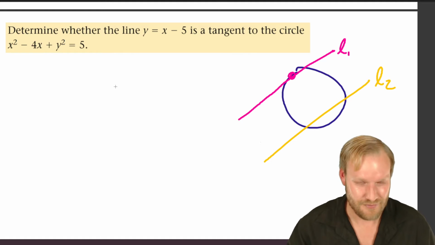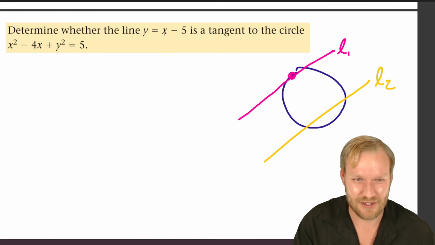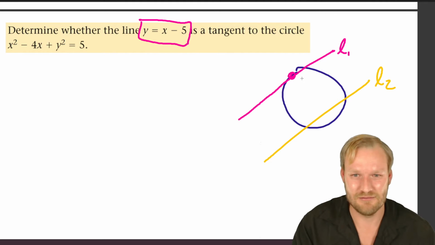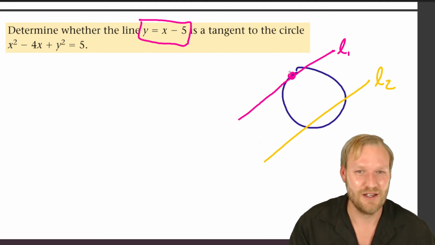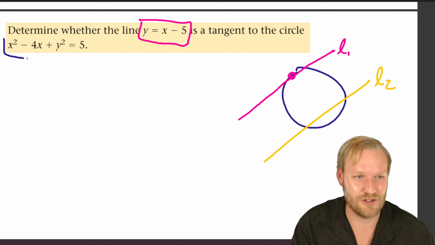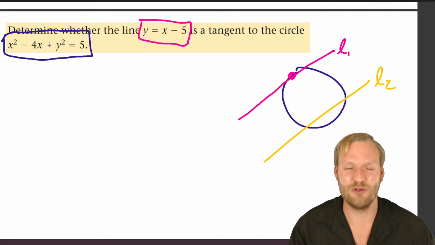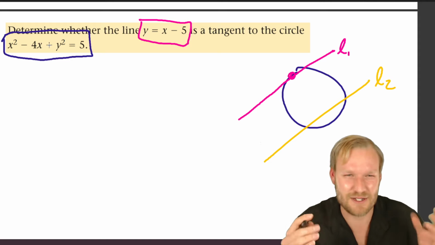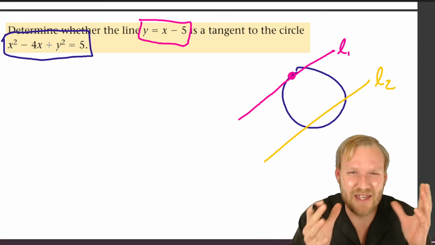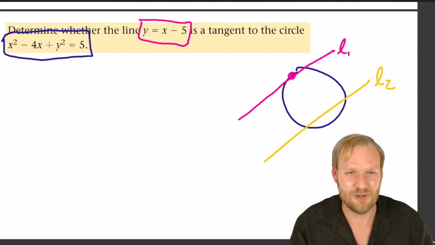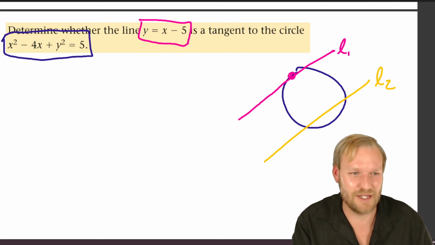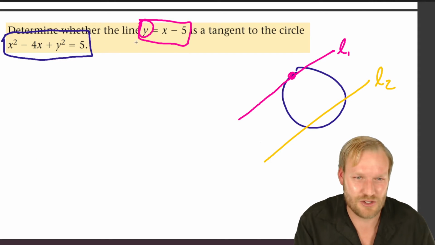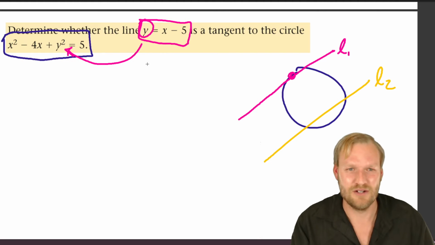Now, if we want to see, we've got this line here. We don't know if it's going to be a tangent or not, and we've got our circle over here. How do we normally solve simultaneously? How do we see where two graphs are equal to each other? Well, we normally make them equal to each other or substitute this into this equation. Wherever we see a y, we're going to put that y.